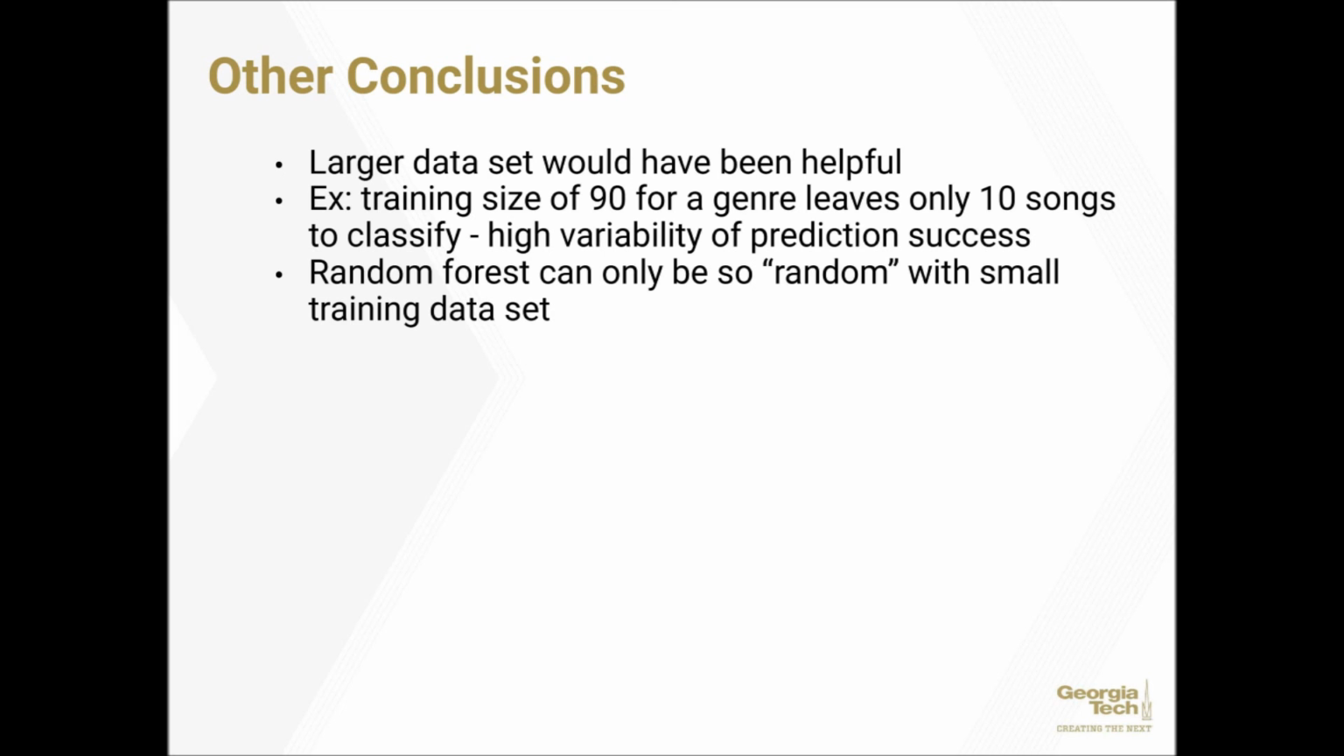For example, within a 100-song dataset, a training size of 90 songs only leaves 10 songs to classify, which will result in a high variability of prediction success. Also, a random forest can only be so random with such a small dataset.